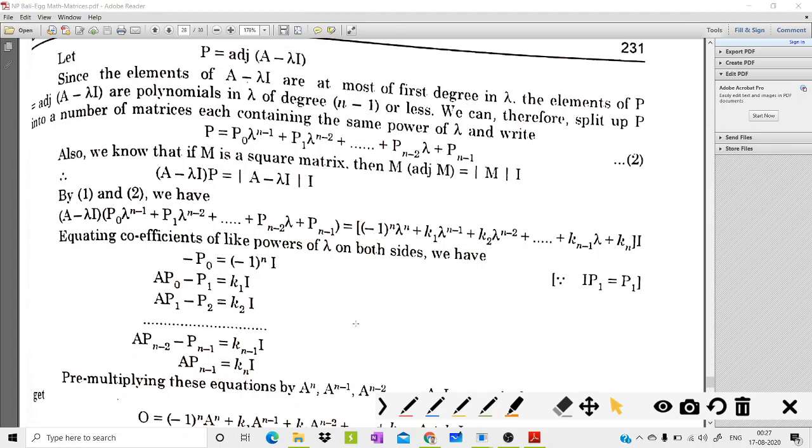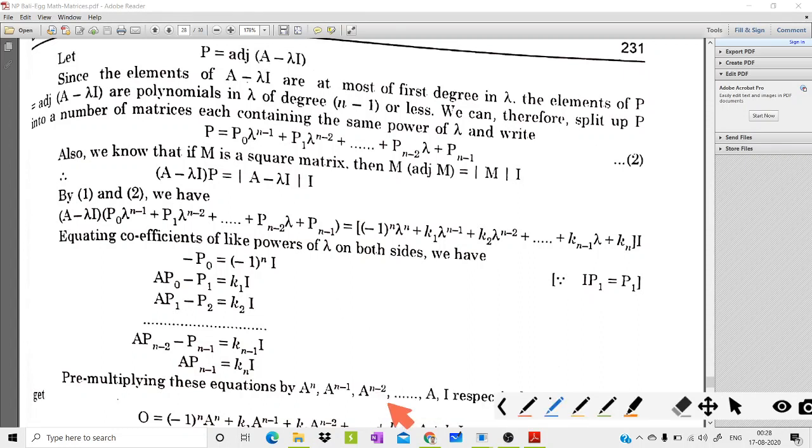For the proof, we start with the adjoint of A minus lambda I. Let it be P, capital P. We denote the adjoint of A minus lambda I as P. Then we know that every element of A minus lambda I is an element which is of the order of lambda, that is, a first degree polynomial in lambda.